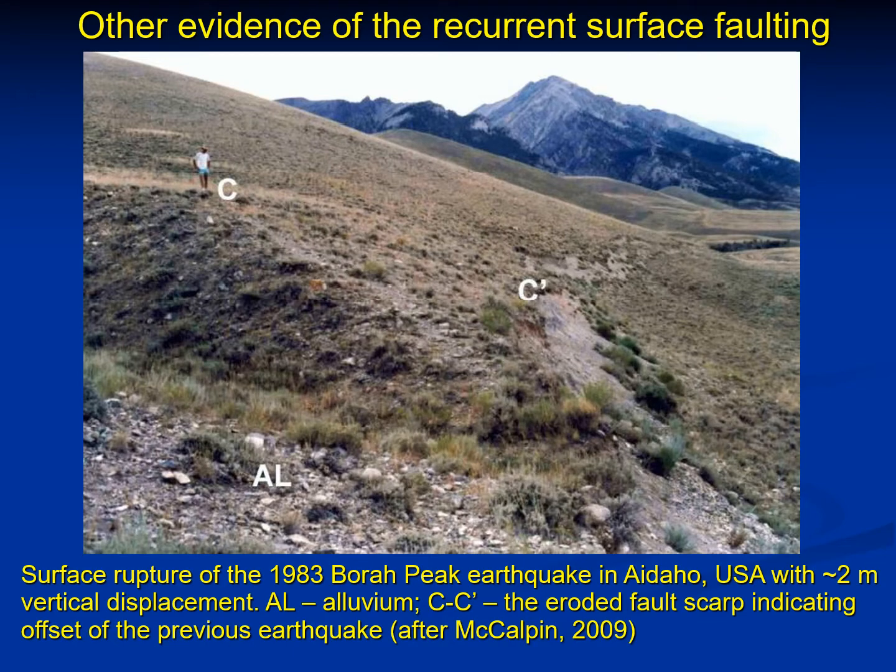Some other evidence of the recurrent surface faulting, one can be seen on this photo, again from McCalpin's paleoseismology, where we can see very clear surface rupture of the 1983 Borah Peak earthquake in Idaho, with 2 meters vertical separation, and the slope from sea to sea point is the eroded fault scarp, indicating offset of the previous earthquake.